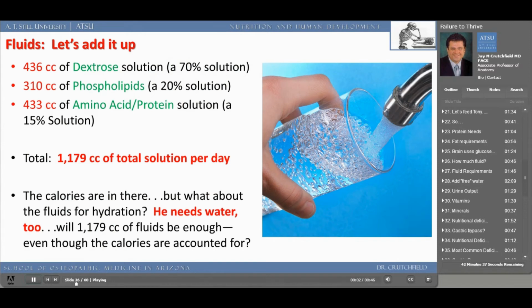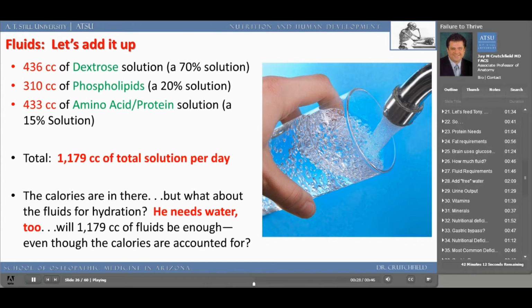So when we add all this together, we're giving him dextrose to feed his brain, we're giving him phospholipids to feed his heart, and we're giving him protein to feed muscle, to build muscle, and of course to allow him to make albumin to maintain his oncotic pressure. He needs a total of 1,179 cc's of solution a day.